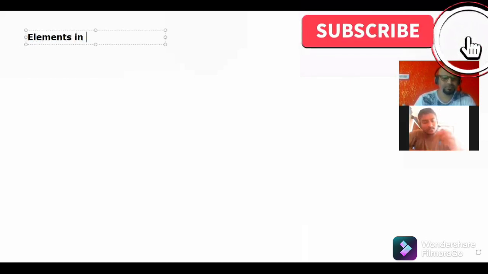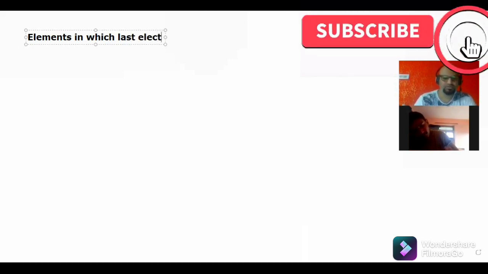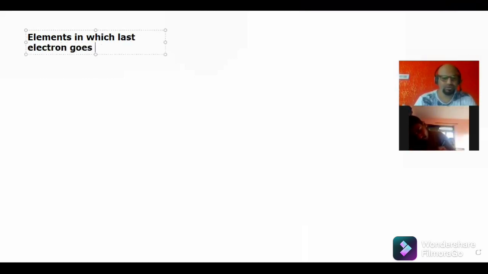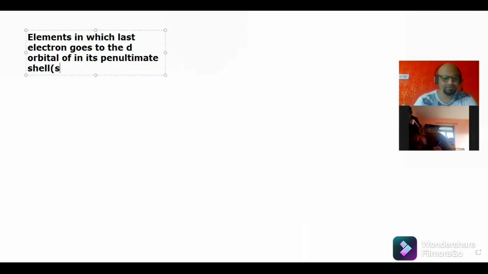Elements in which the last electron goes to the d orbital in its penultimate shell. Penultimate shell means second last shell.